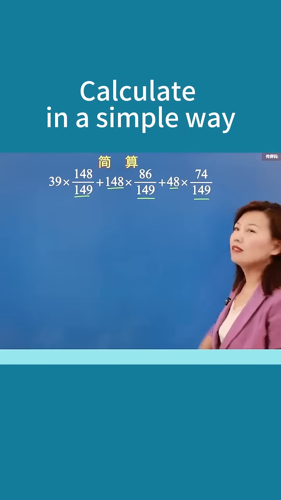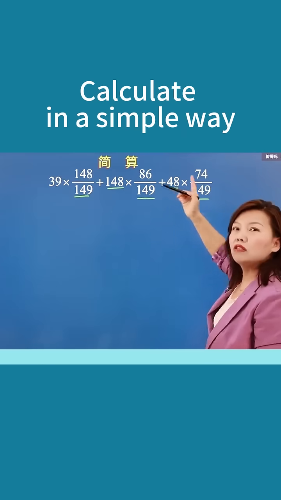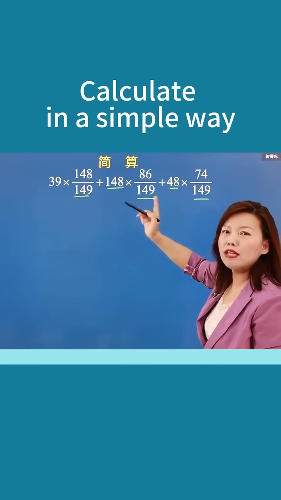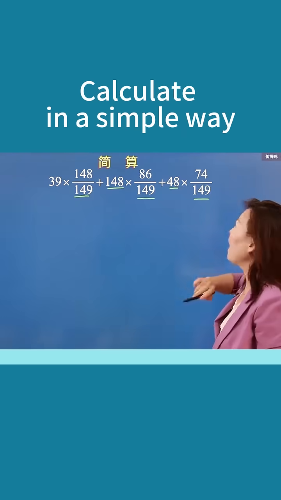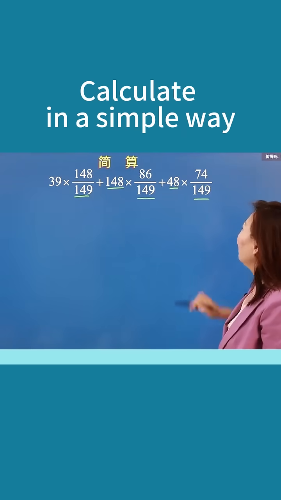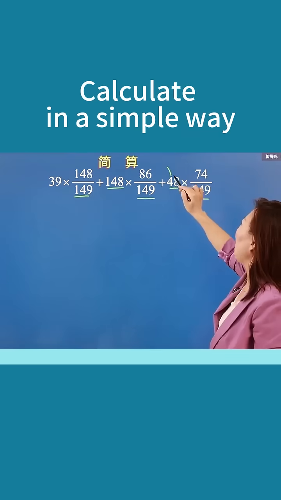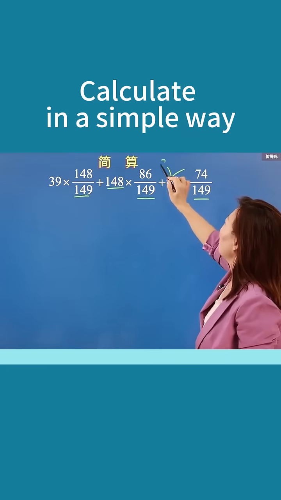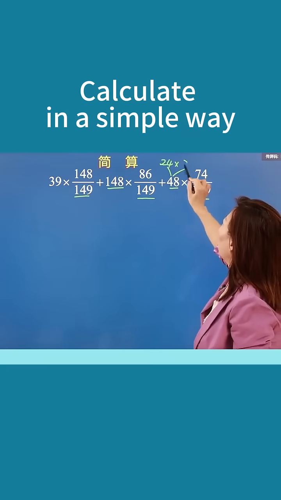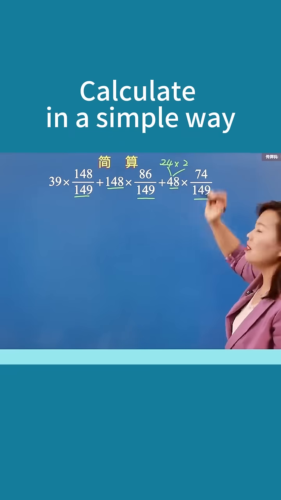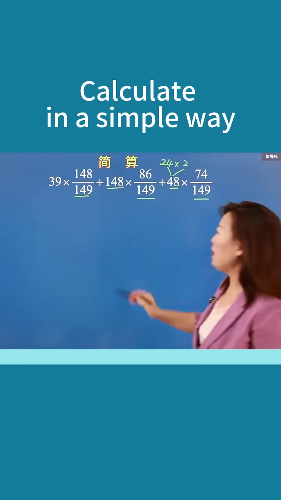If I want to turn it into 148, let's see, isn't 74 half of 148? In other words, 148 is twice 74. So where does this factor of 2 come from? It must come from this 48. How should we break down 48? Shouldn't we break it down into 24 multiplied by 2? Then if we combine the 2 and the 74, doesn't that become 148?